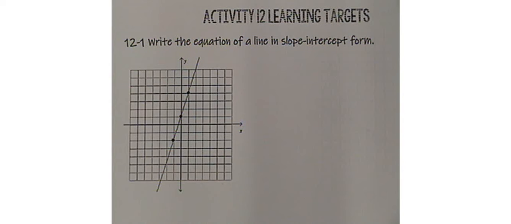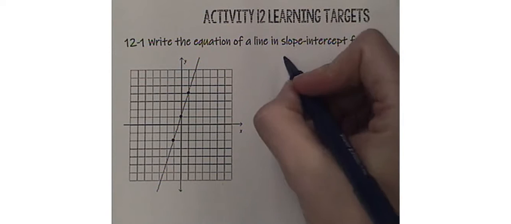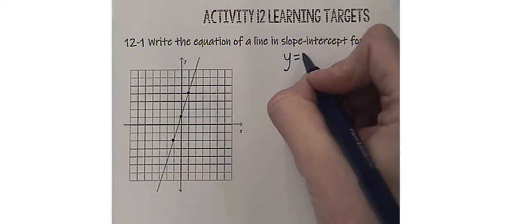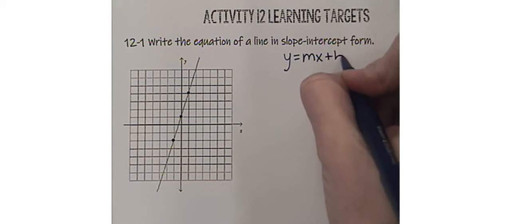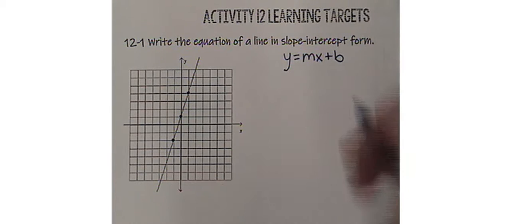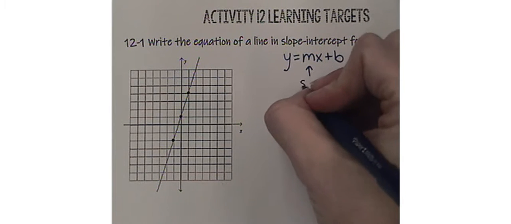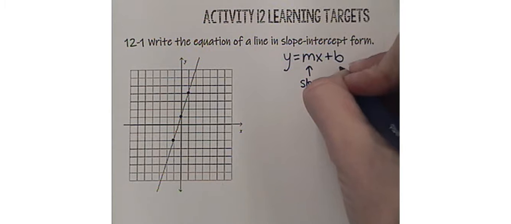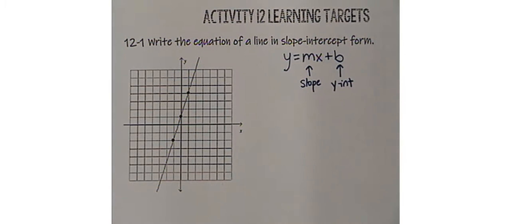Okay, we are going to cover the Activity 12 learning targets. First is lesson 12.1, which is write the equation of a line in slope-intercept form. If you remember, slope-intercept form is y equals mx plus b. M is our slope, rise over run. B is our y-intercept, where the graph crosses your y-axis.